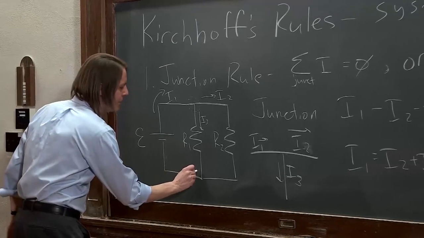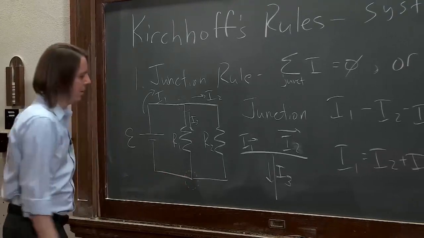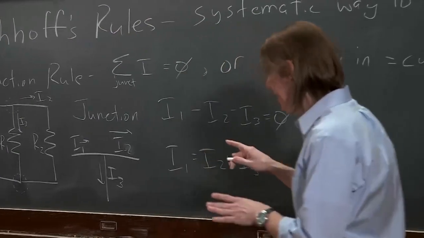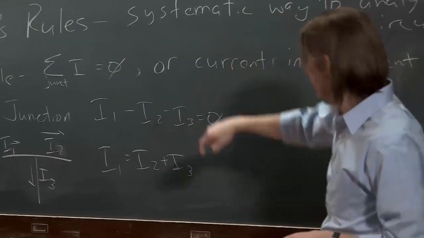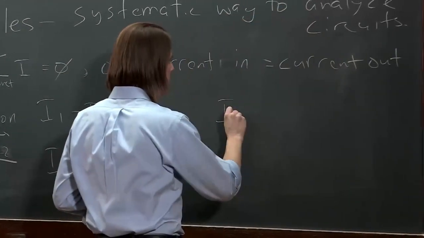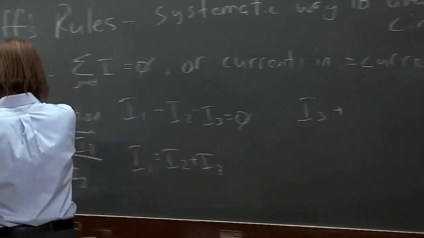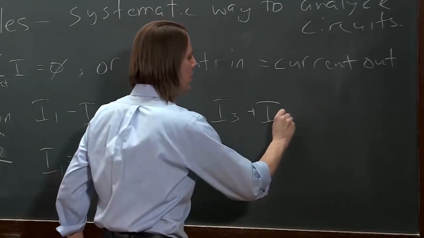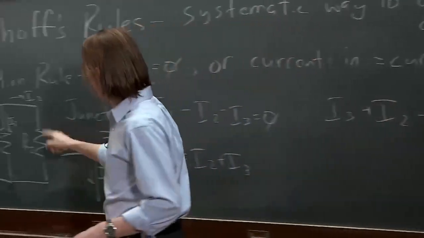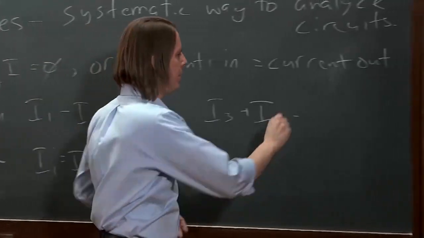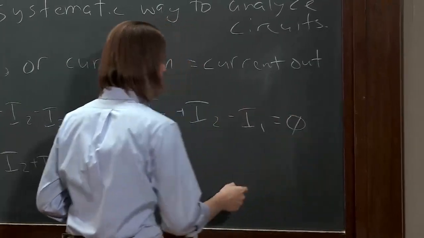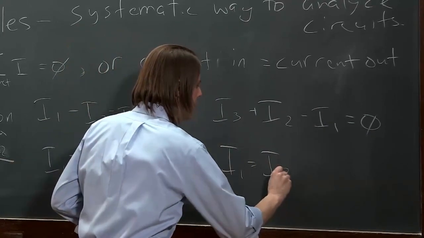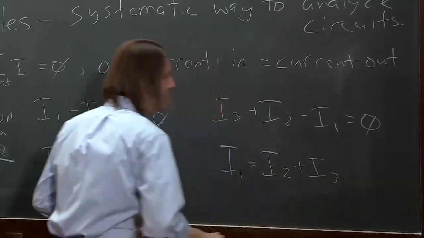We can even look at this other junction. Let's look at that junction and apply the same thing. Here we would have, let's see, I3 is going in, plus I3, and I2 is going in, plus I2, and I1 is coming out, minus I1. Those equal 0. Then if you solve this for I1, you get the same thing. And in this simple circuit, you're not surprised.